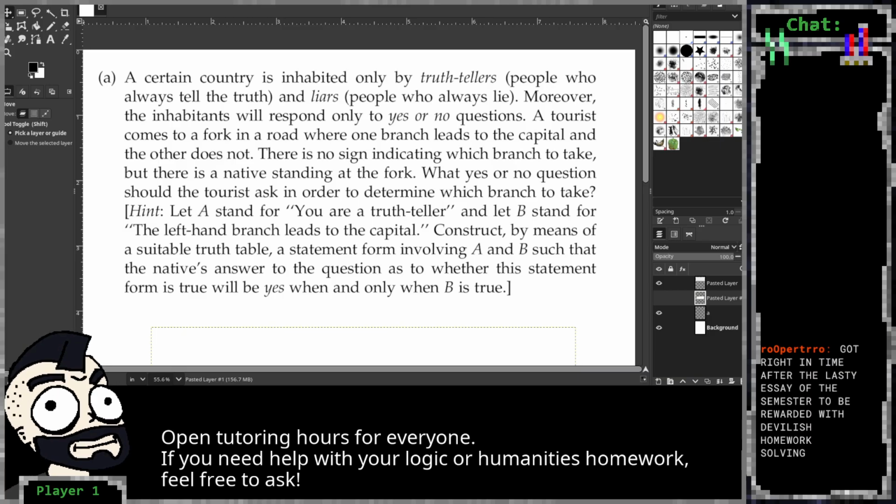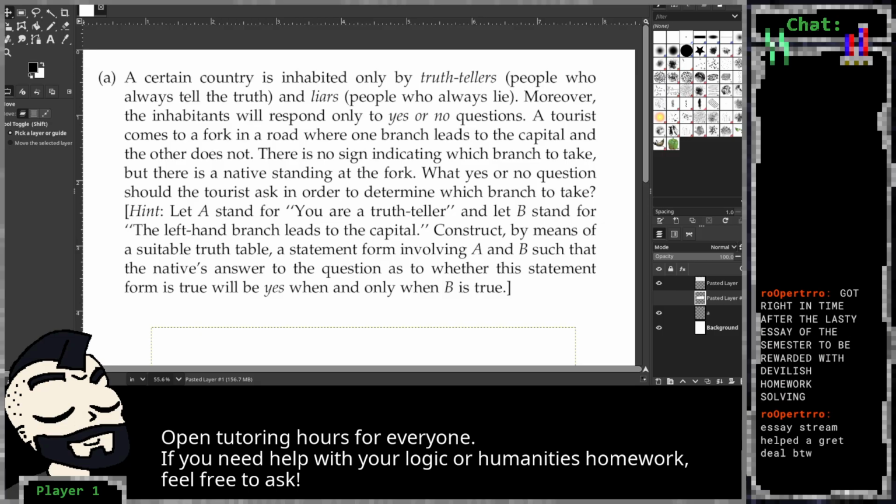Hello, Rupert. Rupert says, got right in time after the last essay of the semester to be rewarded with devilish homework solving. Yes, we are now going to solve the homework. Do you have a solution for the devilish puzzle? SA stream helped a great deal. Great, that's great to hear. I'm really glad that helped.